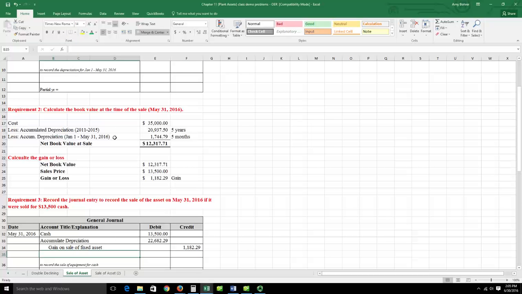And then the last thing you have to do is take this piece of equipment off of your books. Could be equipment, it could be machinery, whatever MyOpen Math has. And my cost was $35,000 on that. That cost would have been sitting there the whole time.